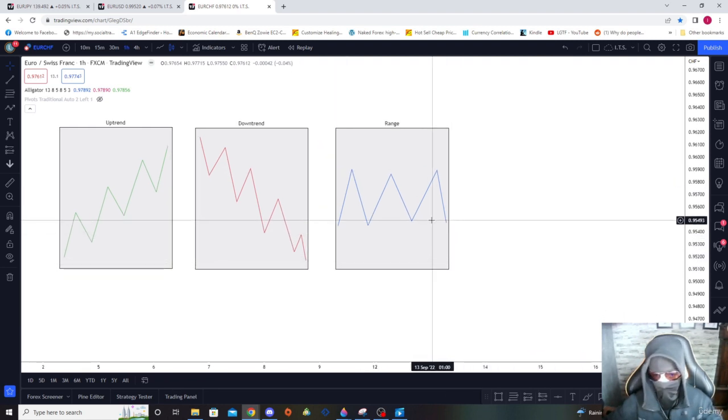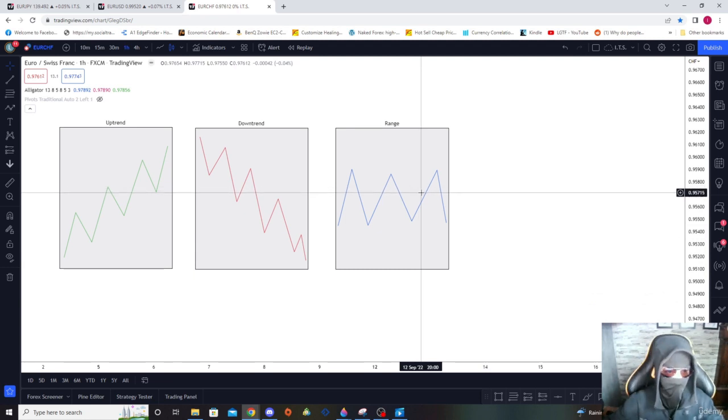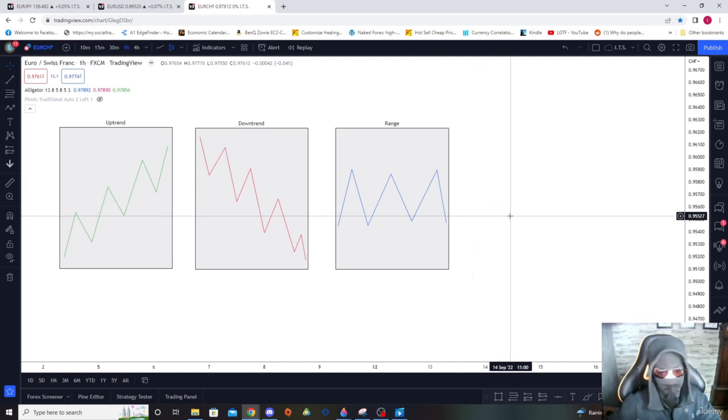And the reason it's not perfect, these things are imperfect, is because they're never going to be perfect on the actual chart. You're never going to see a perfect uptrend or a perfect downtrend or a perfect range. They're always going to be a bit messy, right? And you just have to work with that.